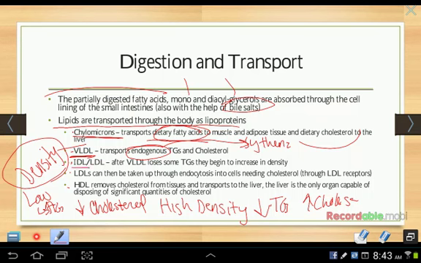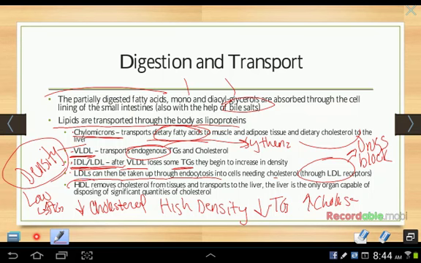LDL, so this is intermediate density and low density. These are created after the very low density lipoproteins lose some triglycerides, so they begin to increase in density. LDLs can be taken up through endocytosis into cells needing cholesterol. This is through LDL receptors. So remember, a lot of you were talking about drugs that are used to block LDL receptors for patients with high cholesterol.